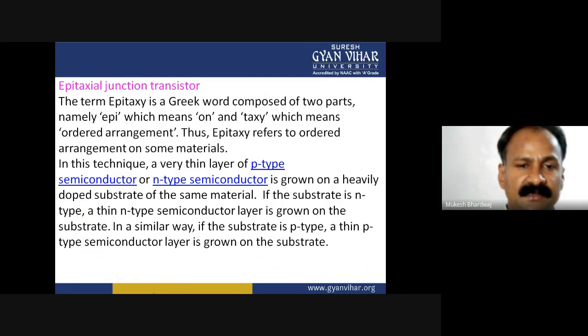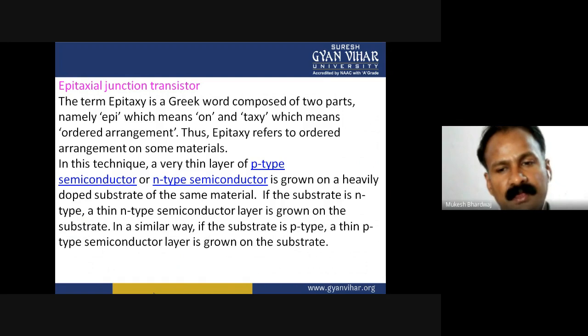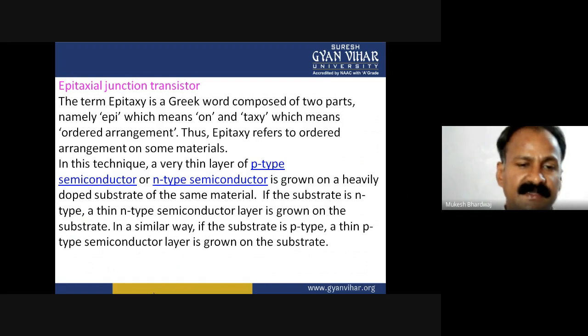In this technique, a very thin layer of P-type semiconductor or N-type semiconductor is grown on a heavily doped substrate of the same material. If the substrate is N-type, a thin N-type semiconductor layer is grown on the substrate. In a similar way, if the substrate is P-type, a thin P-type semiconductor layer is grown on the substrate.